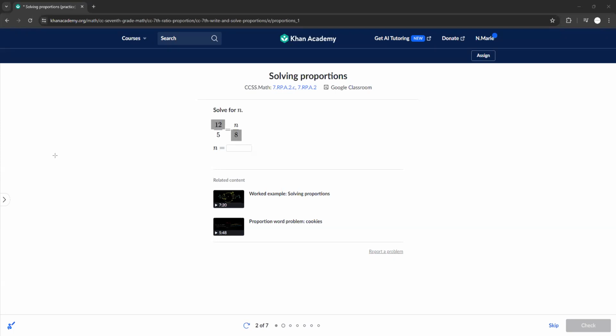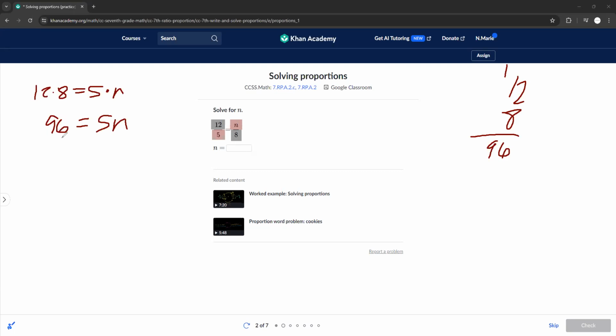Sometimes they'll call it the butterfly method where you cross multiply. So we're going to do 12 times 8 and 5 times n. 5 times n would be 5n. And 12 times 8 is 96. And so we would then divide by 5.